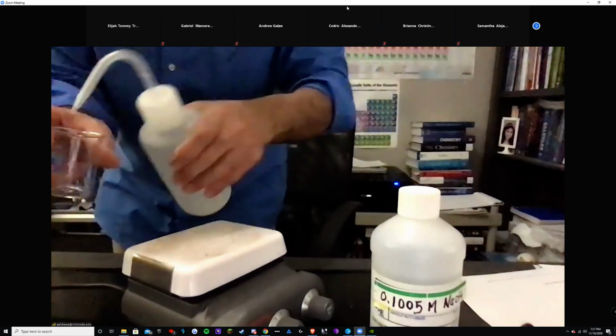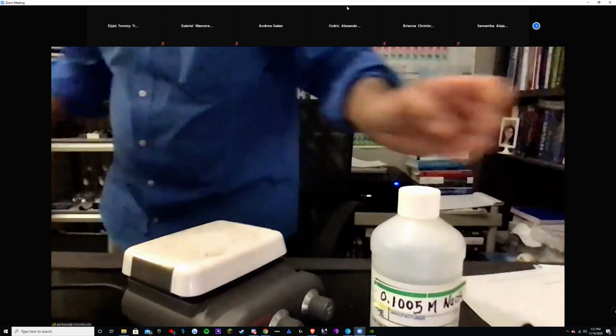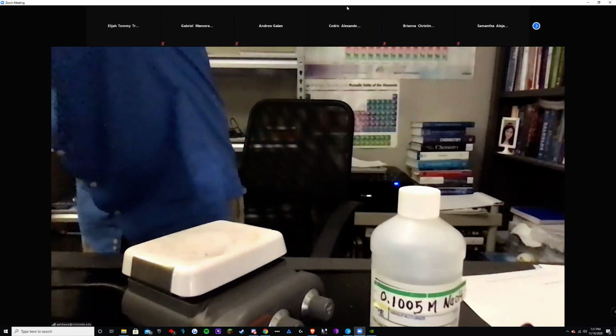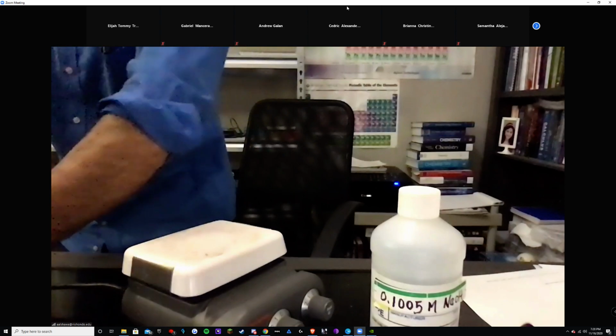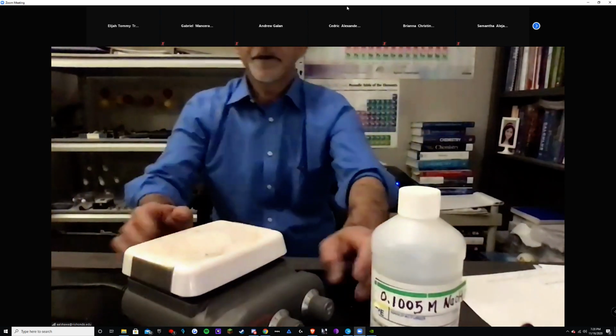So what it takes is basically a small beaker. Just make sure that beaker is clean. So the beaker itself needs to be rinsed.